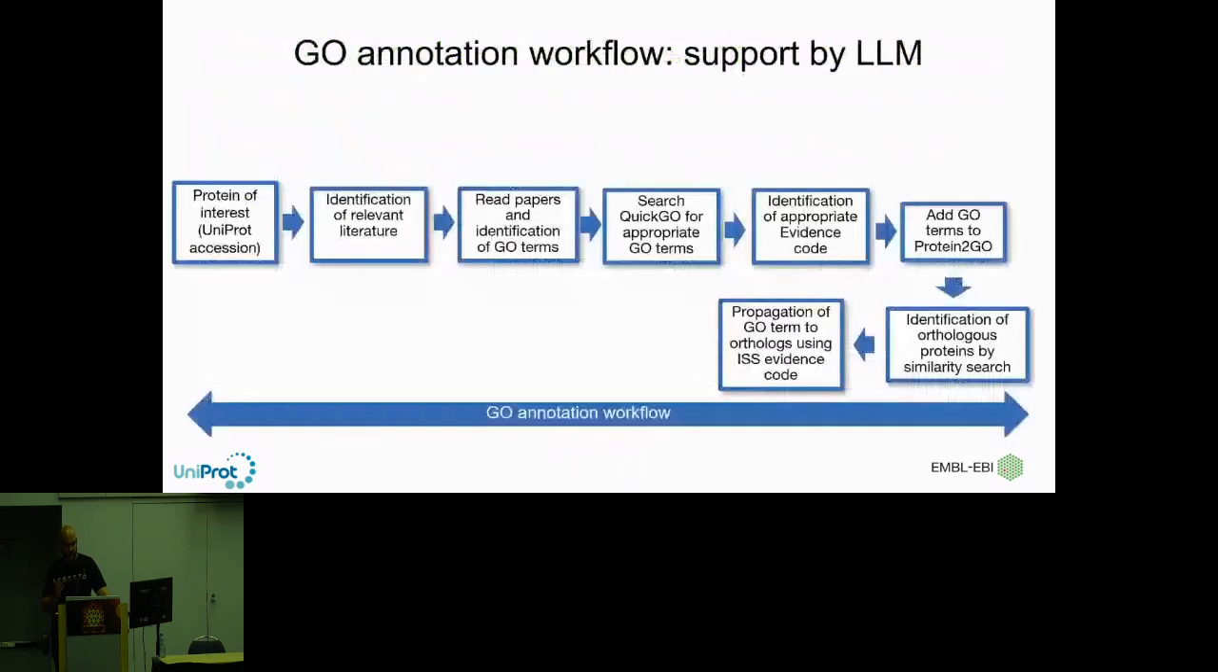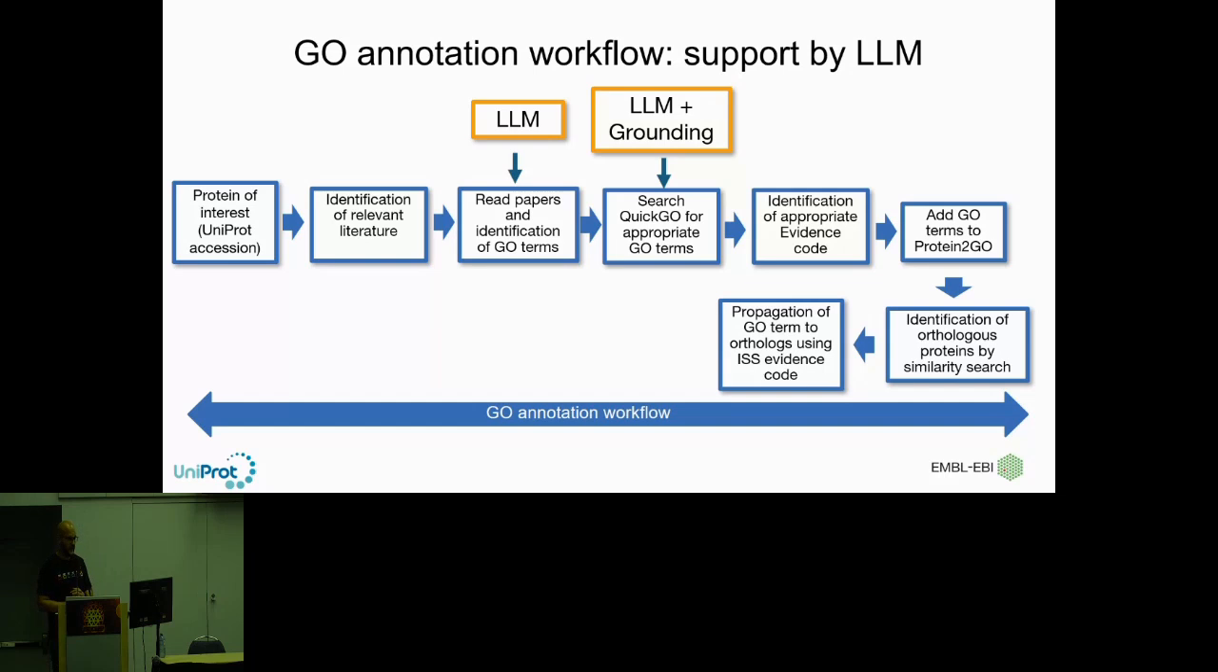Just to understand how a curator actually does the GO curation: first, the protein of interest is identified. A protein is identified by UniProt accession. The literature is identified. Once the set of papers for which the curator will curate is chosen, the papers are read by the curator. And once they see that there are certain GO terms which can be extracted from the literature, they cross-check it with the QuickGO database, followed by identification of the appropriate evidence code, and then it's disseminated to further data sets.